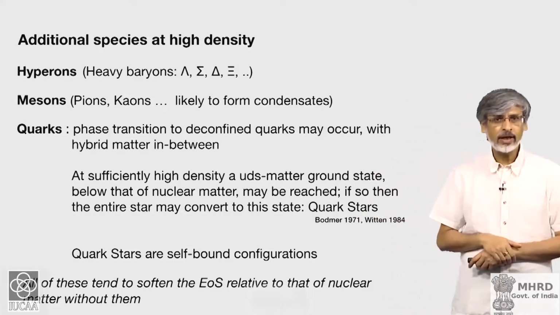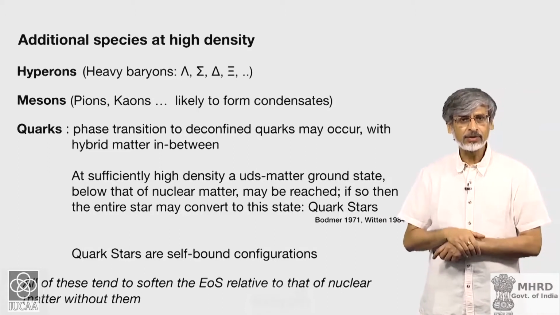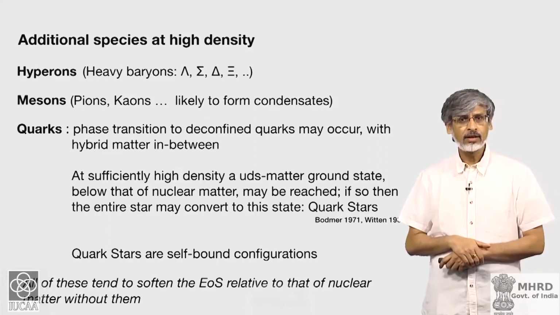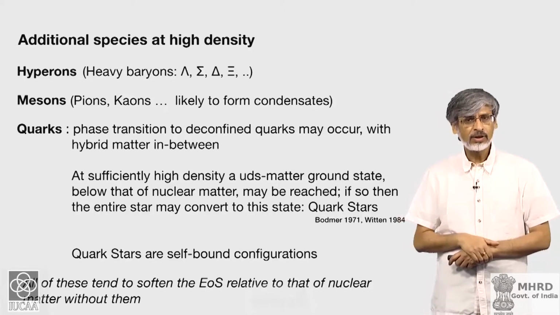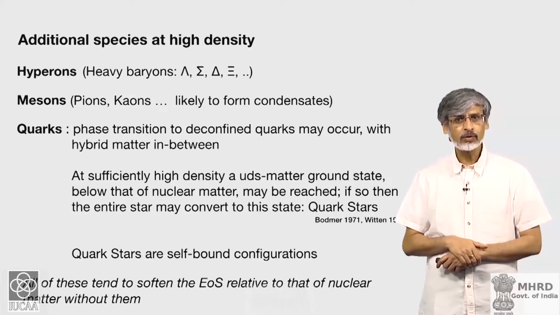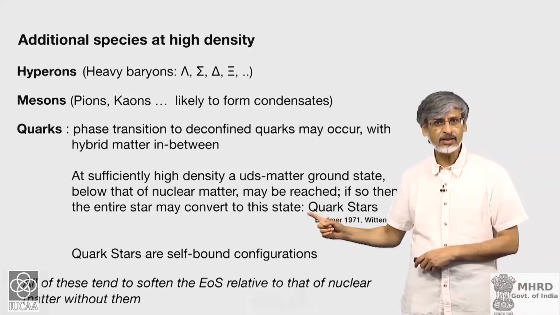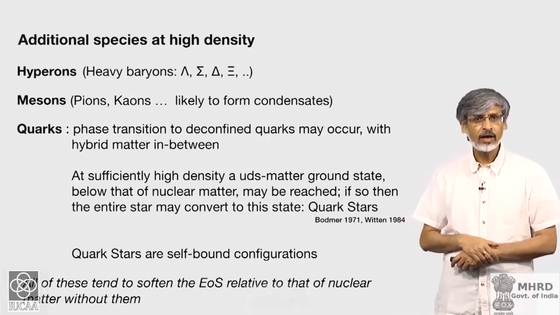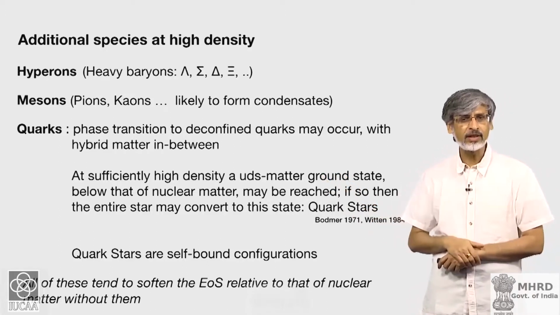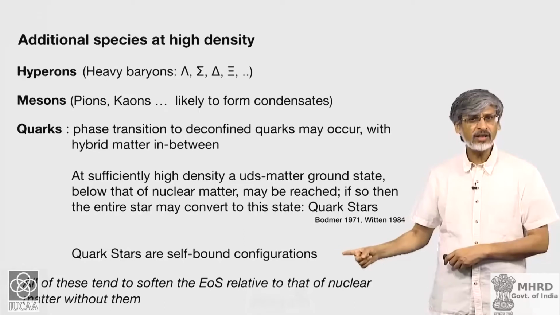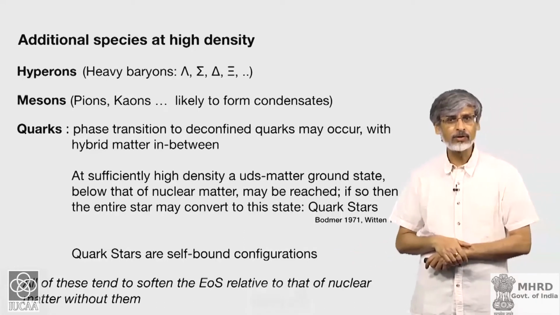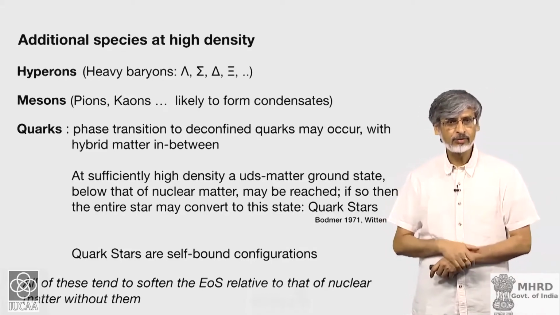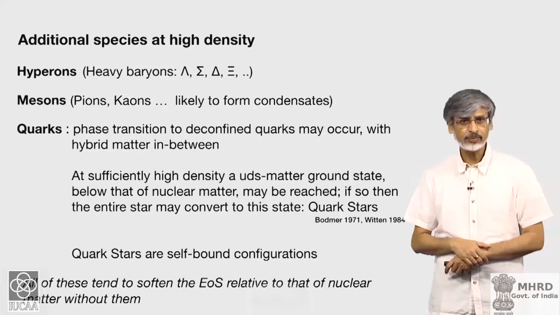So, if one is able to first make a transition to such a high density, then one may be able to access a ground state, which will then draw all matter around it to that ground state. So, if such a thing does happen, then the entire star may convert to this state, and such a thing would be called a quark star, and because strange matter is also present, the same thing is also called strange stars. These quark stars or strange stars are in fact self bound configurations. You actually do not need gravity to put it together. The interaction between the quarks themselves can bind the star.